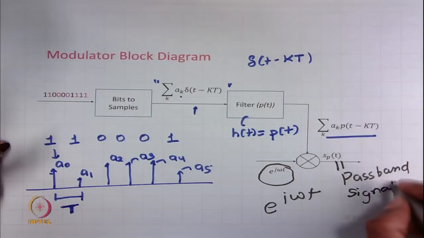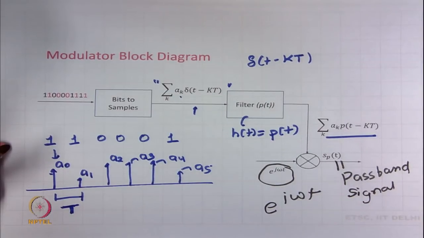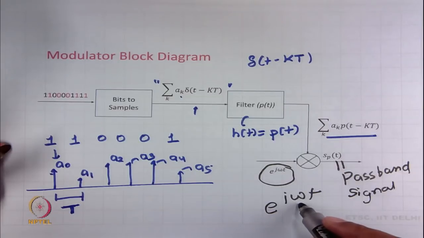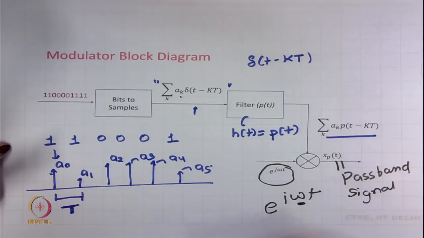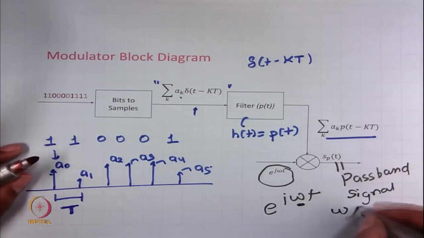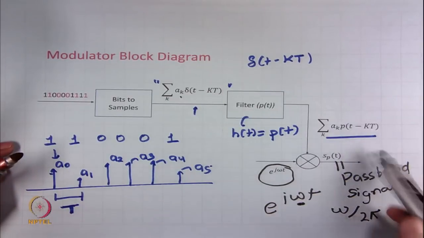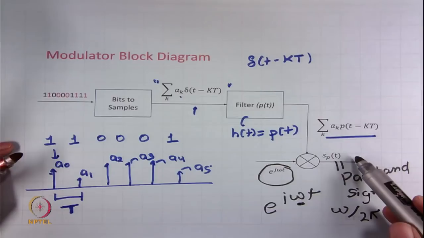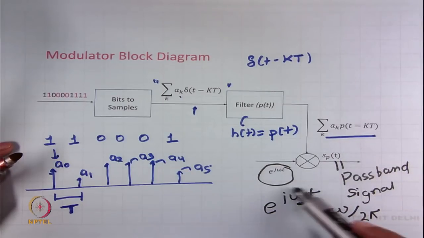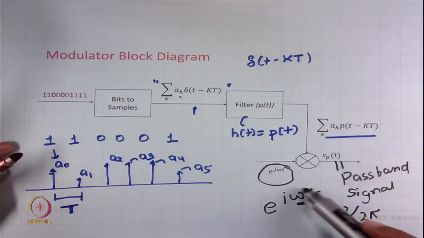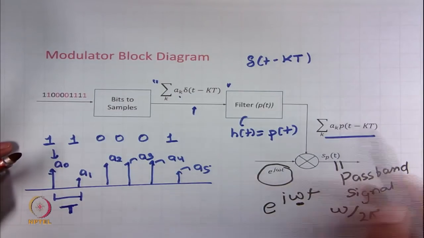Passband signal means it is a signal which has its frequency centered at around some higher frequencies. In this case, the spectrum would be centered around omega frequency, omega in radians per second, or if you are interested in frequencies in hertz, you just have to divide this omega by 2 pi. Anyway, the main idea is that this will be a passband signal which would have most of its energy centered around omega by 2 pi hertz. This is a baseband signal.